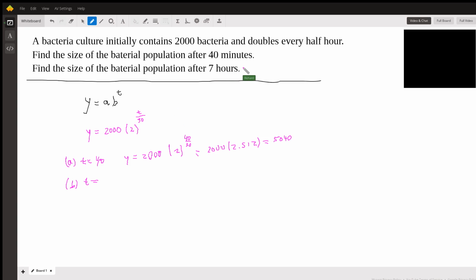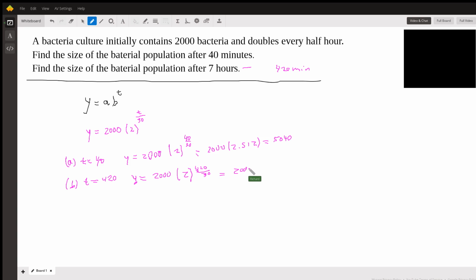Now we have to be careful here with the 7 hours. This 7 times 60 is 420 minutes. So remember we're measuring time in minutes here. T is in minutes. So 420, that's a 2. My handwriting needs a lot of work. Okay, so we're going to go 2,000 times 2 raised to the 420 over 30. There are going to be a lot of bacteria here, that's for sure.